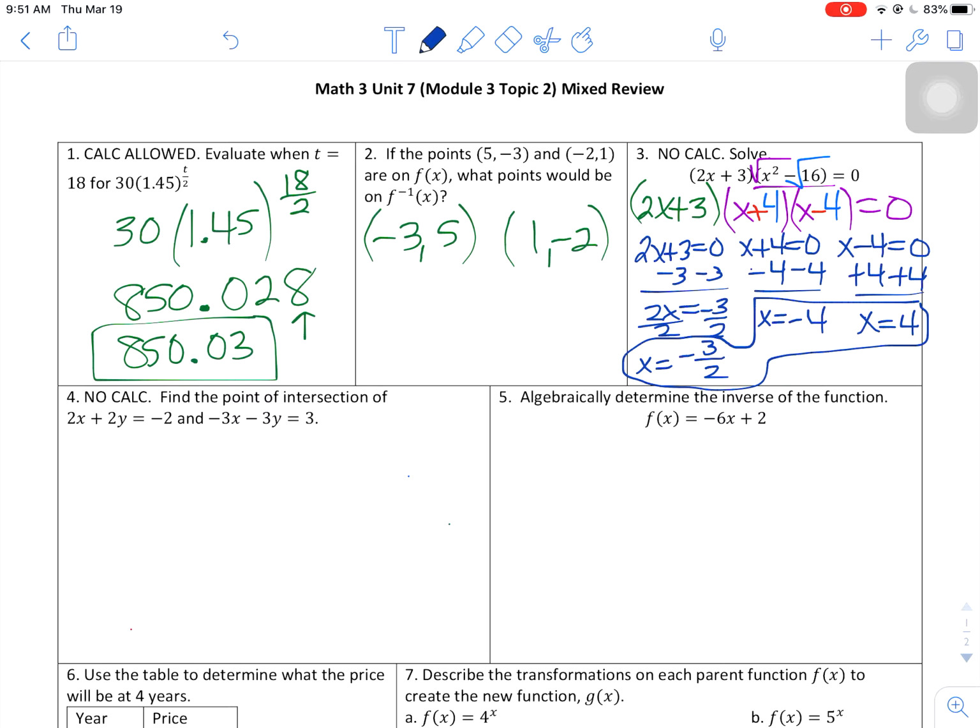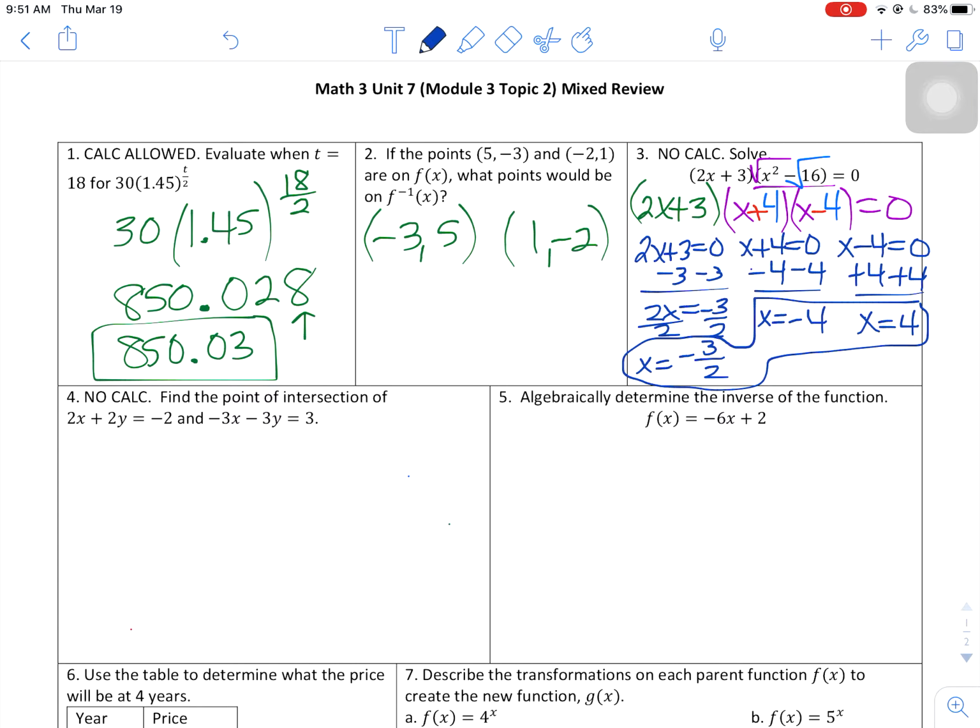On number 4, we want to find the point of intersection of those two equations. So if we were to graph these lines, we want to find the xy coordinates where the lines intersect. This is just a system of equations. Since both equations are not solved for a single variable, it would probably be easiest to do elimination.